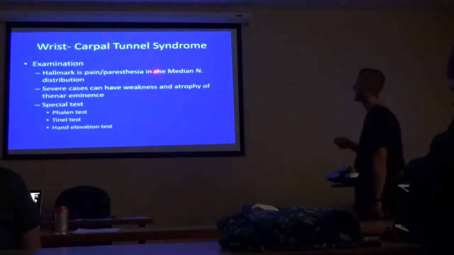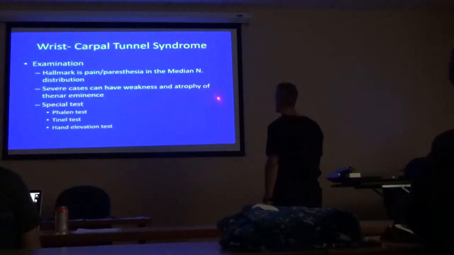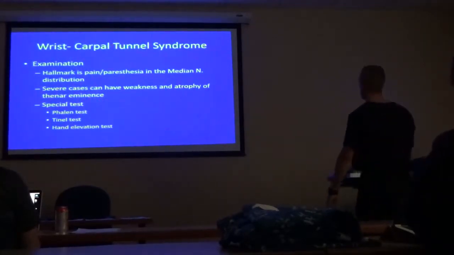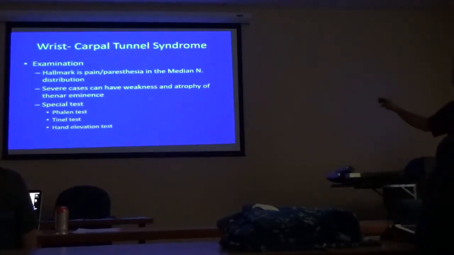So a hallmark is pain and paresthesia along the median nerve distribution, right? Severe cases can have weakness and atrophy of the thenar eminence. So you see them in really bad cases. Their thenar eminence becomes atrophied and almost concave. It's crazy. I know that's obviously a very bad case.